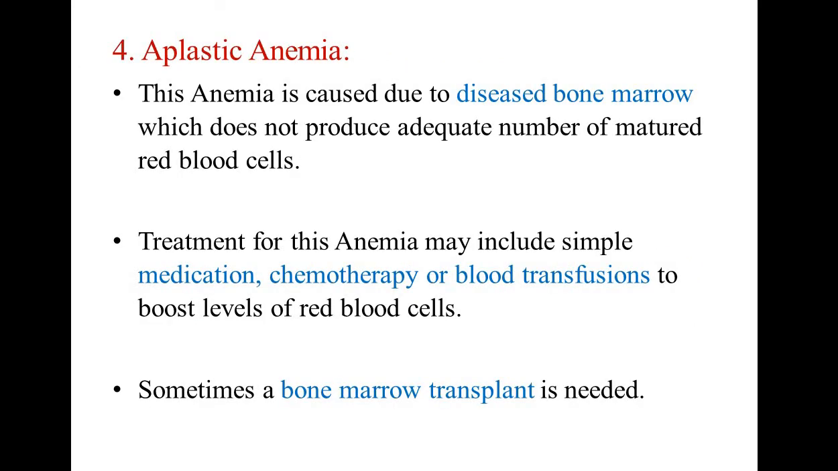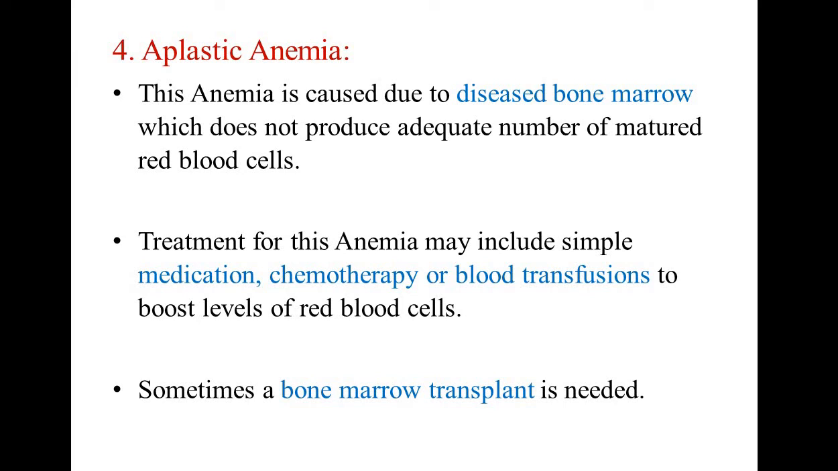Then fourth one is aplastic anemia. This anemia is caused by diseased bone marrow cells, which do not produce an adequate number of matured RBCs. Here, the disease occurs due to diseased bone marrow, that is defective bone marrow, which is unable to produce a sufficient number of mature RBCs.